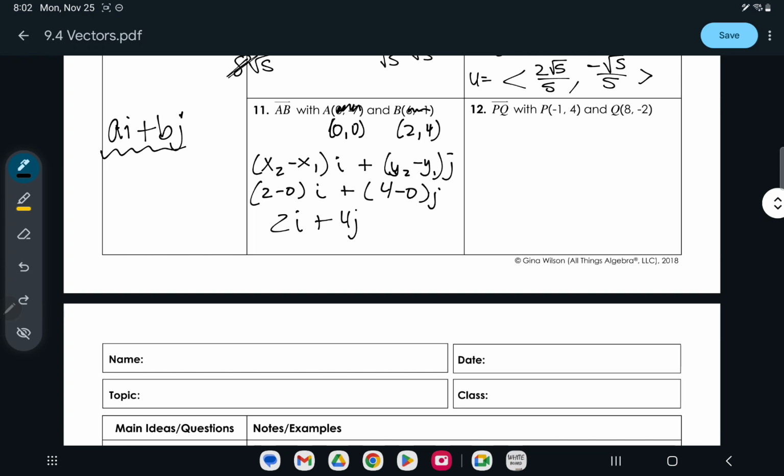All right. It works the same if I do it off of this one. I could say 8 minus negative 1 i plus negative 2 minus 4 j. So it'd be 9i plus negative 6, so minus 6j. All right.